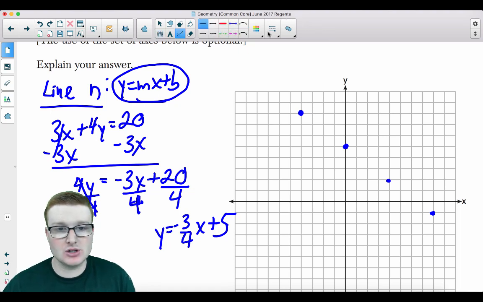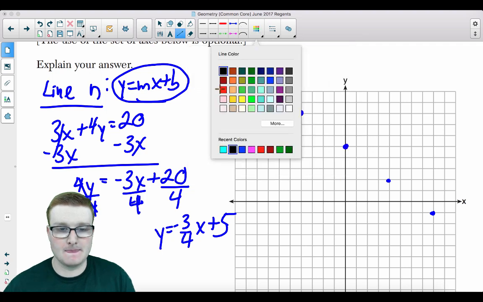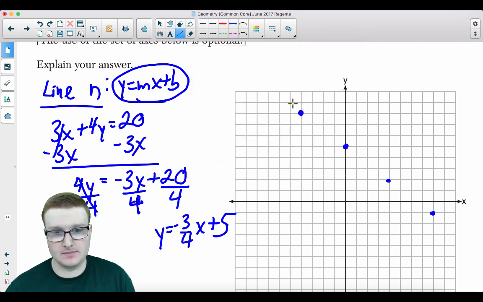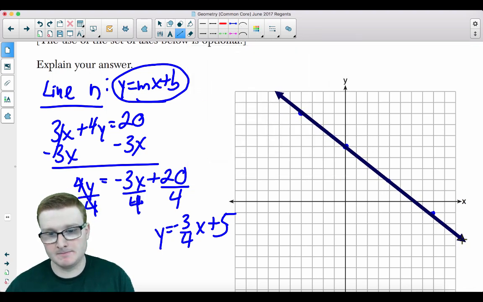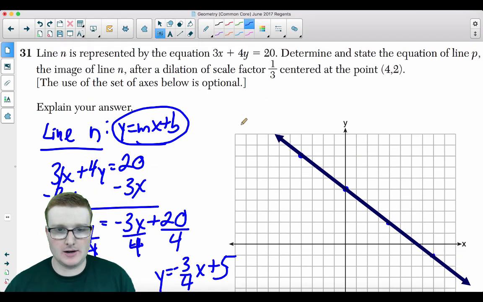So what I'm going to do is simply create a line. All right, here we go. There's my line passing through all those points. Not too bad so far.